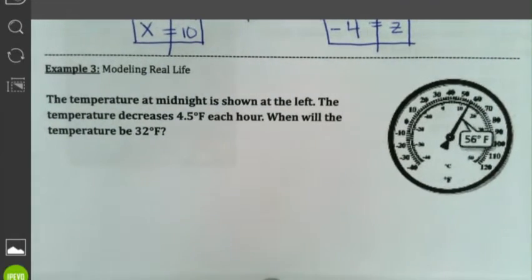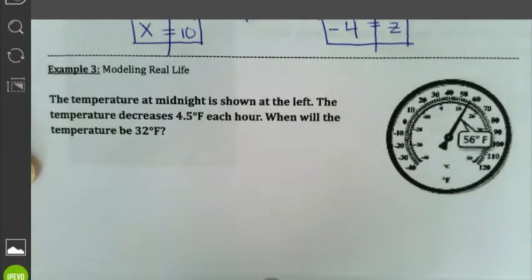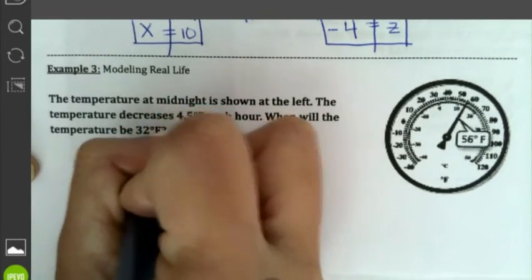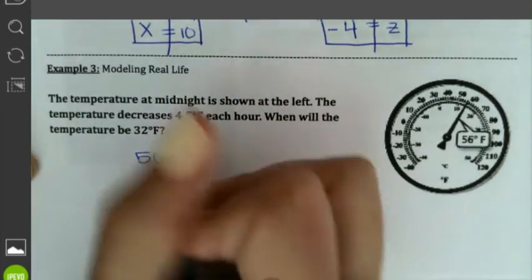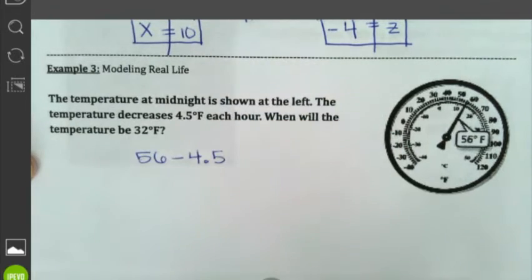Okay, final example. The temperature at midnight is shown at the right. The temperature decreases 4.5 degrees Fahrenheit each hour. When will the temperature be 32 degrees Fahrenheit? So if we look here, right now we are at 56 degrees. So that is our starting point. We are decreasing 4.5 degrees Fahrenheit for each hour.